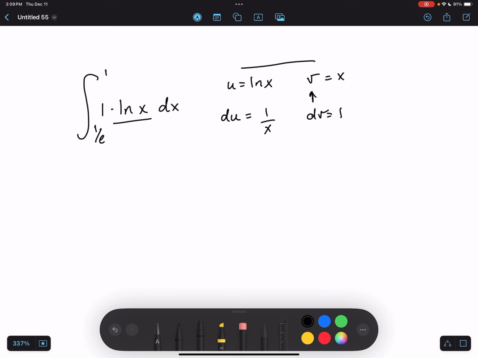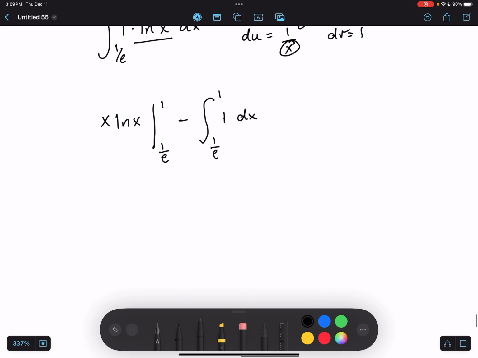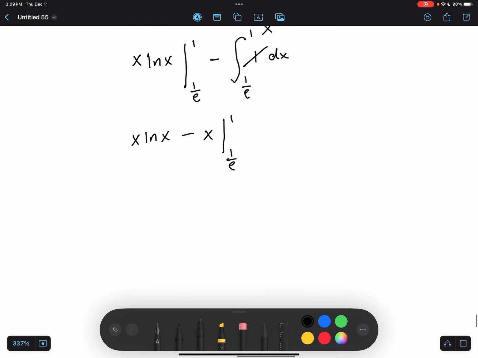With integration by parts, we'll go across first and then we'll go down over. So we'll start off by saying x ln x, and this is evaluated from 1 over e to 1, minus the integral evaluated also from 1 over e to 1 of x over x, which is just 1 dx. Now of course the integral of 1 with respect to x is just x. So what we can do is rewrite this all as x ln x minus x, all evaluated from 1 over e to 1. And so we can start this by evaluating.